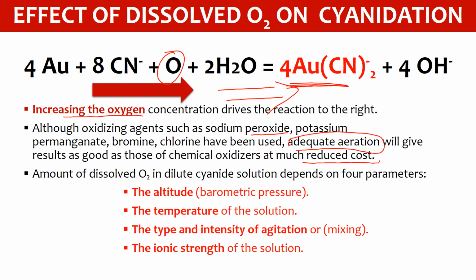The amount of dissolved oxygen in a system depends on four parameters. First of all, your altitude, your temperature, your agitation, and then the ionic strength of the solution. So when you alter these parameters, you can also alter the amount of dissolved oxygen that is available in the system.